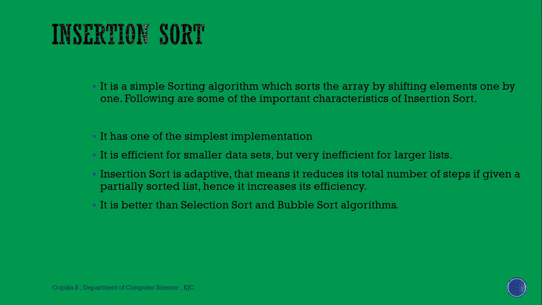Insertion sort is a simple sorting method where elements are shifted one by one based on their value, and ultimately we get a sorted set. This is one of the simplest sorting methods. One disadvantage is that it is most efficient for smaller data sets. As the size of the data set increases, insertion sort becomes more complicated. So insertion sort is not recommended for big data sets, but only for smaller data sets.